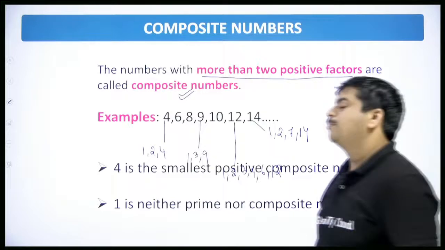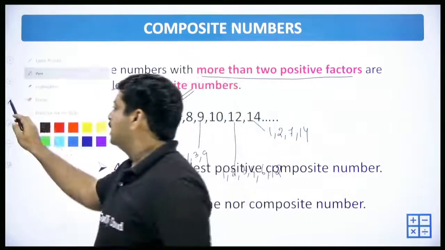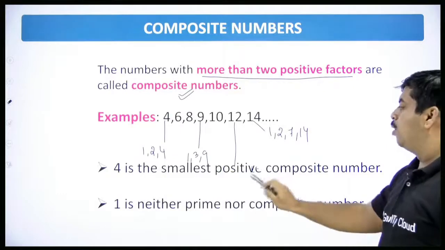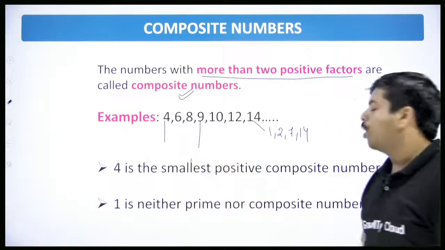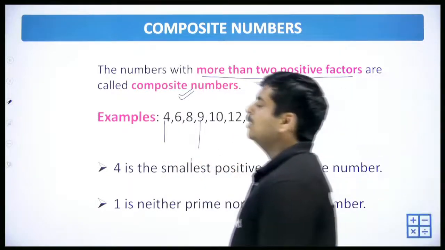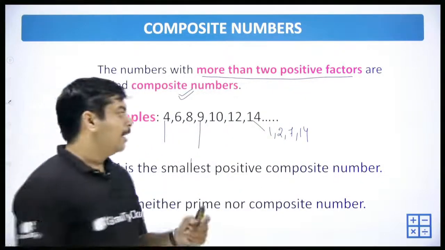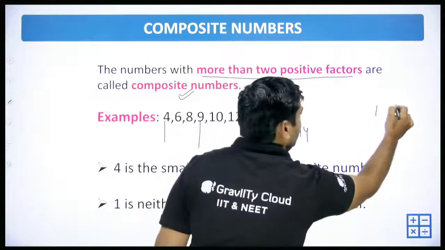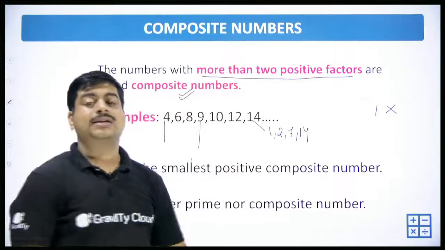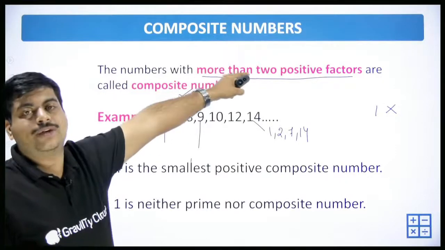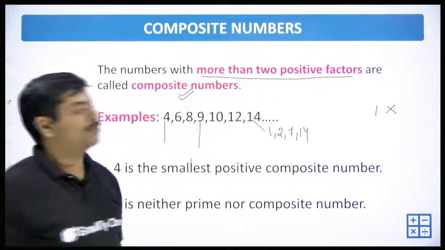4 is the smallest positive composite number. Is that correct? Let me see. What are the positive numbers we're having? We have number 1. But I told you, number 1 is not a prime number and it's also not a composite number because it should have more than 2 factors. 1 does not have that.